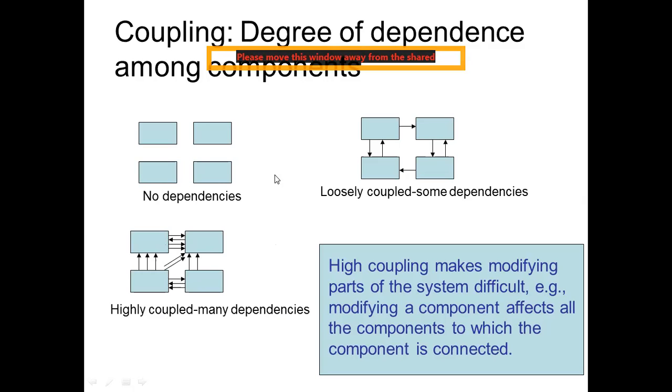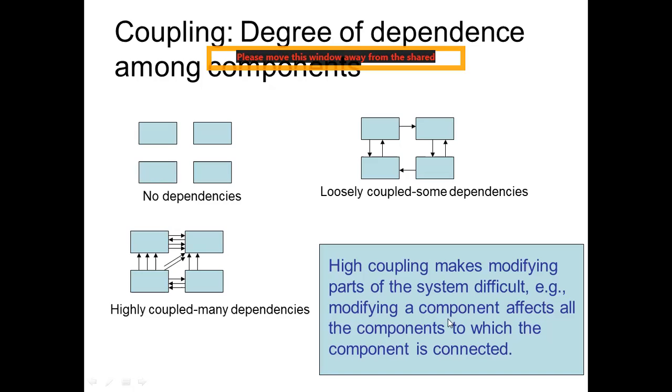So this is called the degree of dependence among components. Here the degree is very high, so that is called highly coupled. Here the degree lies somewhere in midway, that is loosely coupled. And here no connectivity, no dependencies, so the degree is 0. No coupling. Now here we can see high coupling makes modifying parts of the system difficult.